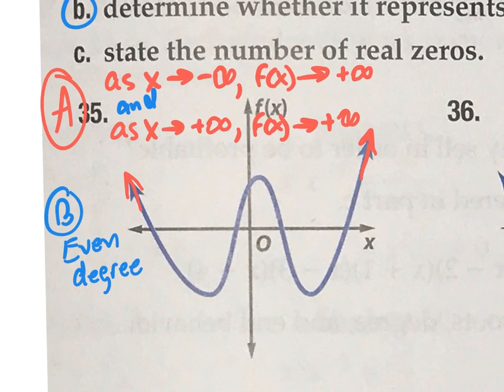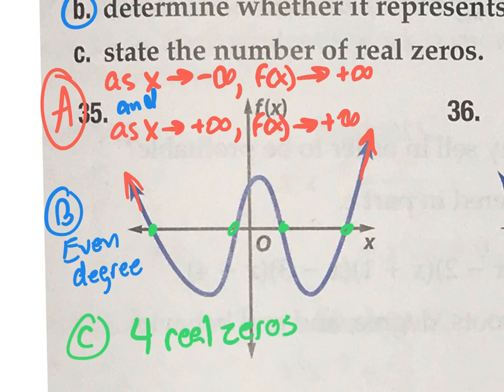Now, that's one of the easiest questions they could ask you in Algebra 2 when they give you the graph. What are real zeros? Real solutions, real answers, real x-intercepts. So how many do I have? 4. 1, 2, 3, 4. So that's part C. It has 4 real zeros. Or you can say real answers, real solutions, real x-intercepts, whatever you want.